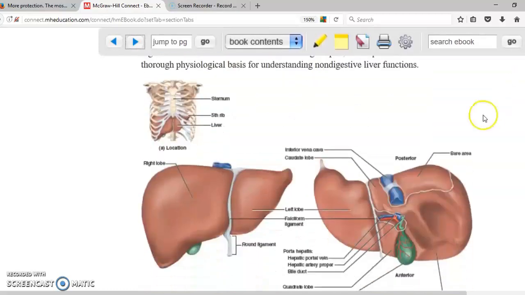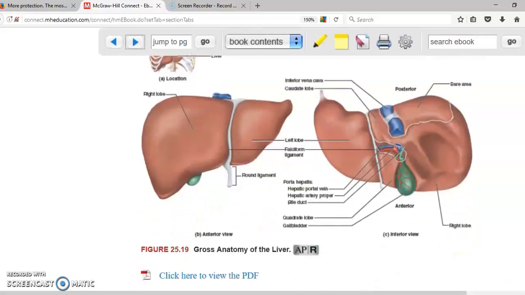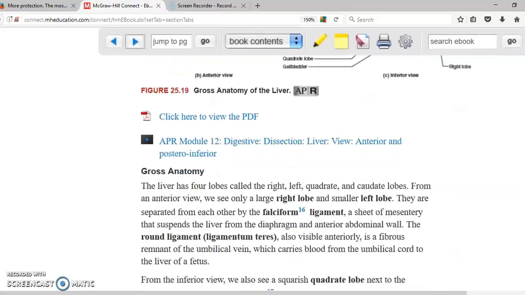Anatomy, it has 4 lobes: left, right, caudate, and quadrate. Here you have caudate, quadrate, right, and left. Okay, here's the gallbladder. Here you have the inferior vena cava. A very important ligament that is going to keep the liver in place is the falciform ligament. The main job of the liver related to the digestive system is the production of bile.